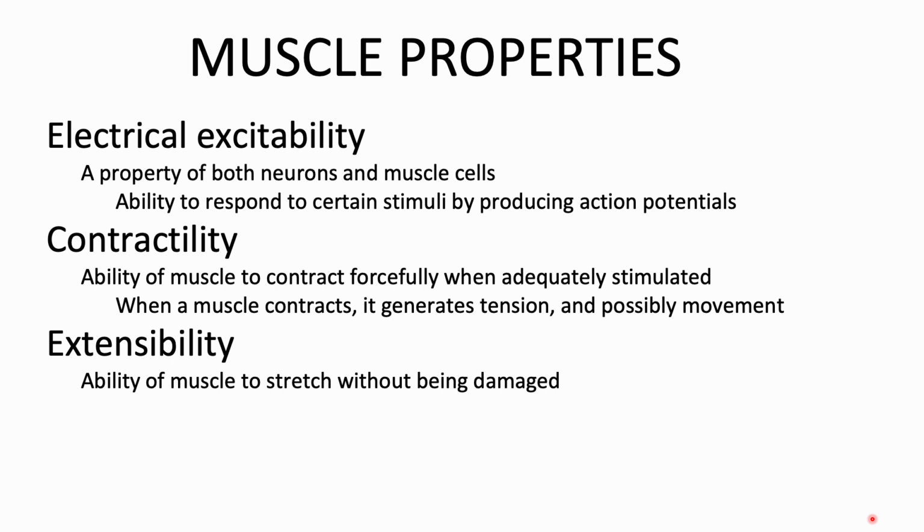So when a muscle contracts, it generates tension, which can lead to movement if the muscle is attached to a joint, or if it's attached to skin, it will move to produce facial expressions, right? Finally, extensibility is the ability of muscles to stretch without being damaged. Okay?